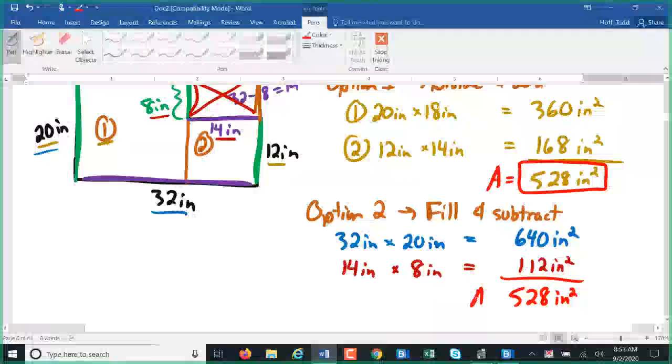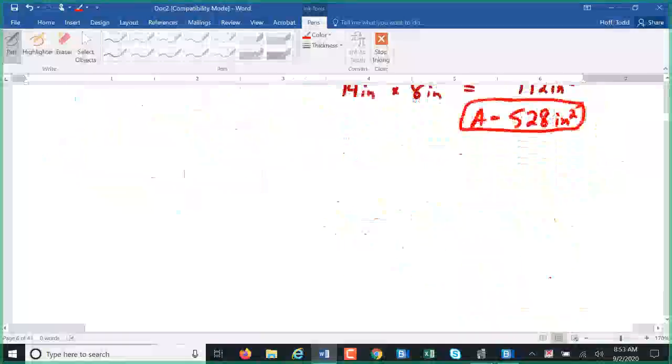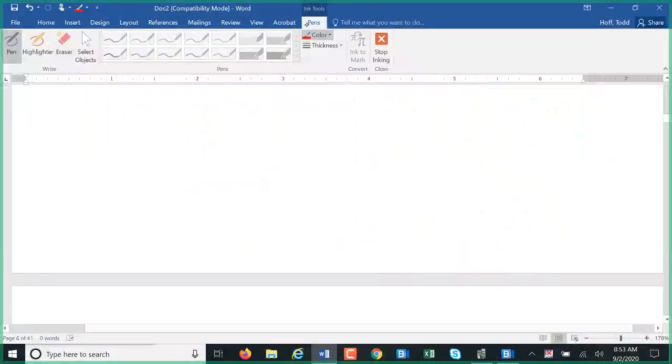Notice I get the exact same area either way. And in this problem, it's about the same amount of work either way. Really isn't any different whichever way we do it. There will be some problems that'll be easier to do one way than the other. For example, we might have a problem like this.